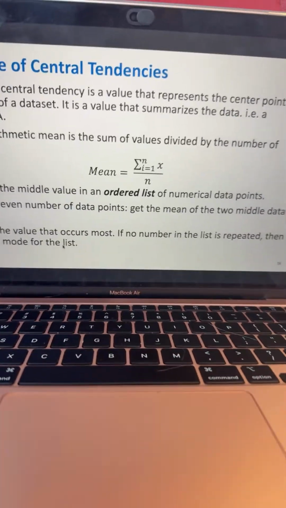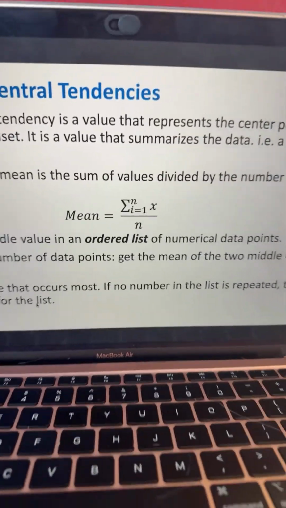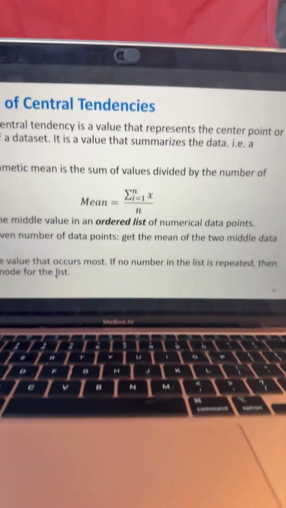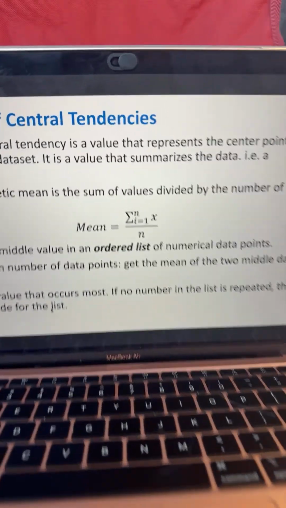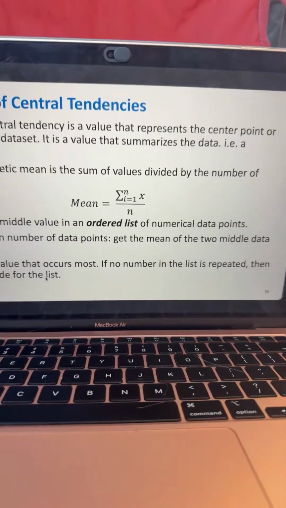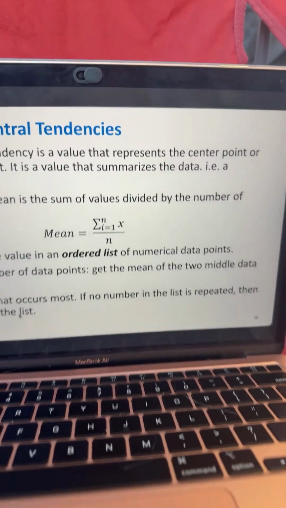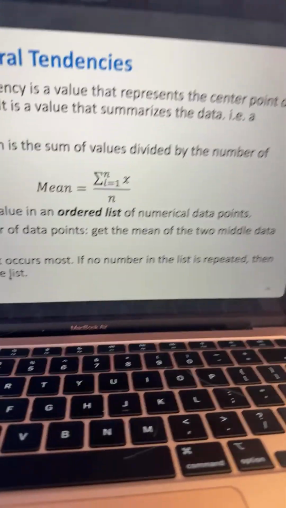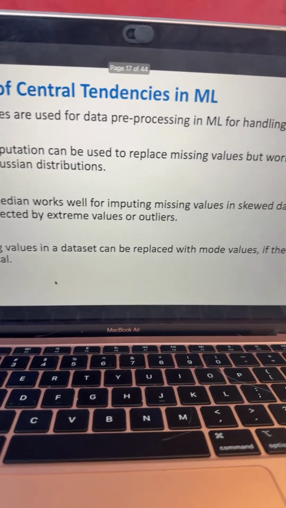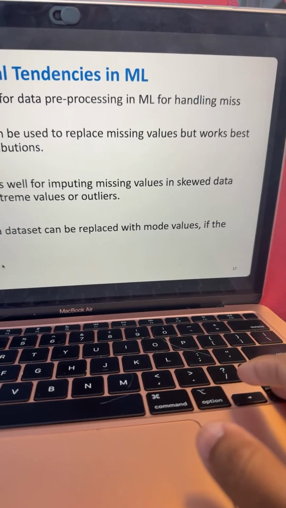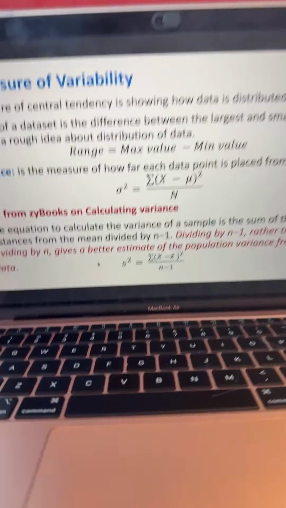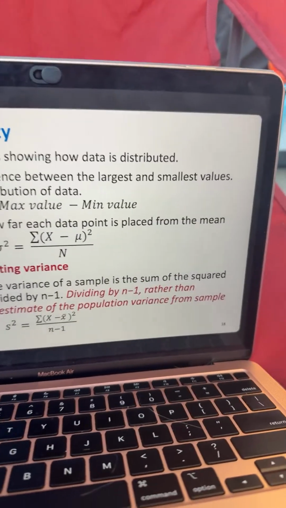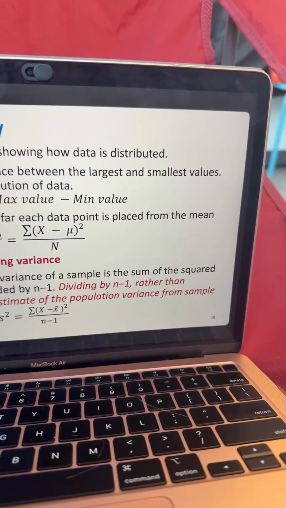Measures of central tendency. A measure of central tendency is a value that represents the center point or typical value of a data set. It is a value that summarizes the data, i.e. a student's GPA. The mean, or arithmetic mean, is the sum of the values divided by the number of values. Median, mode. Mean, median, mode, I got this. Range, largest, smallest. Variance is the measure of how far each data point is placed from the mean.